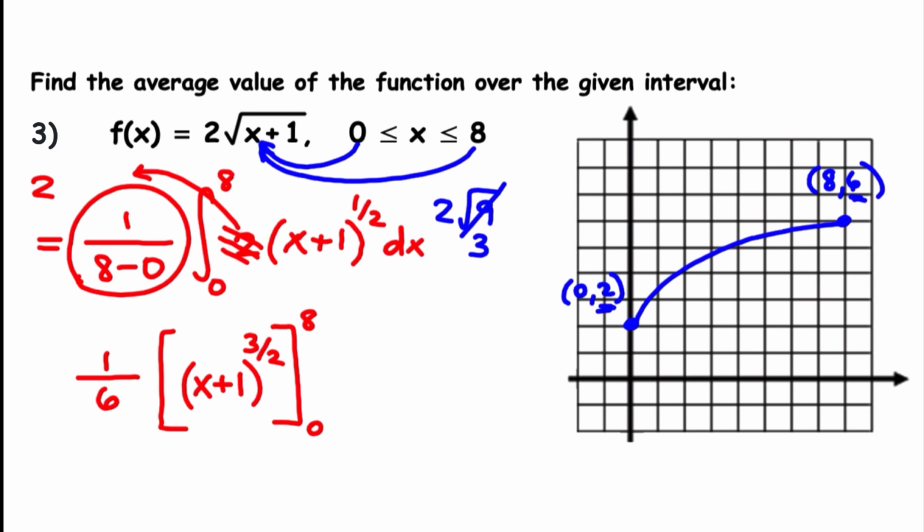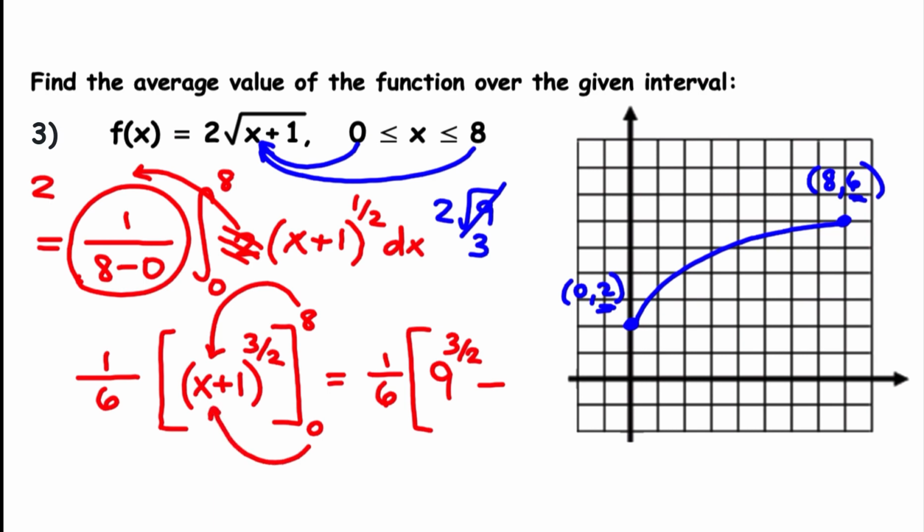All right, back to the red part. Let's carry on. In goes the 8, and that makes 9 to the 3/2 power. I'll figure what that is in just a bit. Minus, put the 0 in. That's going to be 1 to the 3/2, so that's just 1.